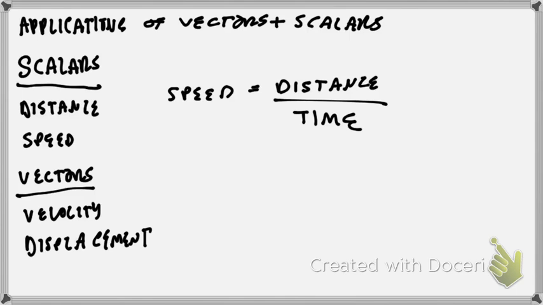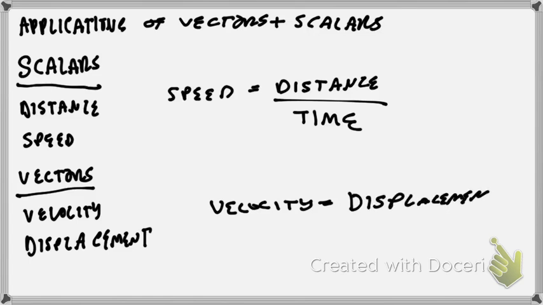All right, and velocity is considered displacement over time. Now we're going to look at some examples to compare the difference between speed and velocity.